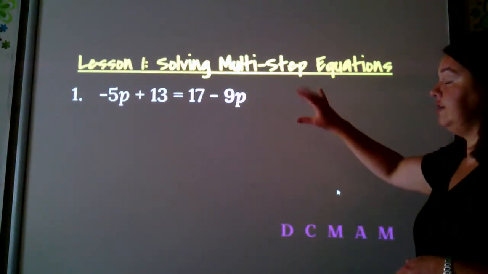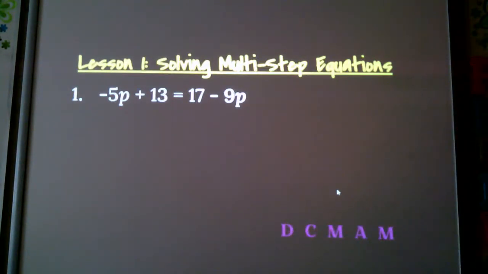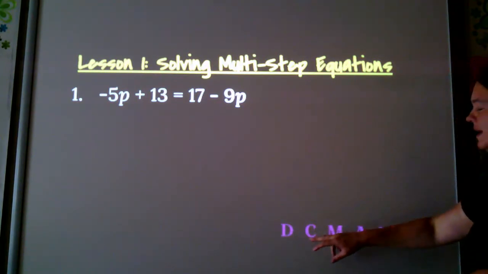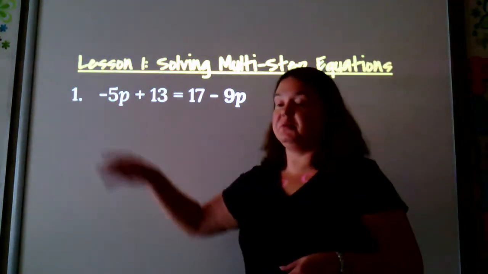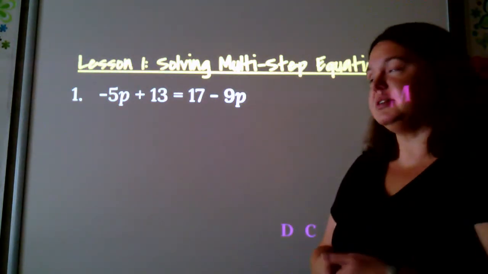All right, so here's our first one. Here I've got mine, DC MAM. That's what it looks like. Distributive property, combine like terms, move the variable, add, subtract, multiply, divide. And here's our first problem. I'm going to work this one out. The next one's going to be yours.